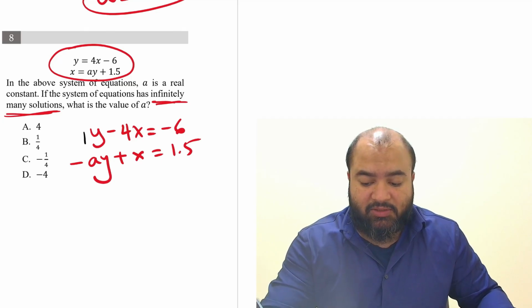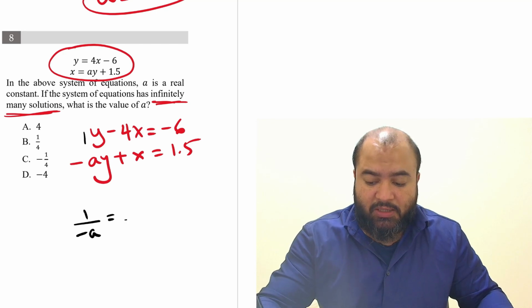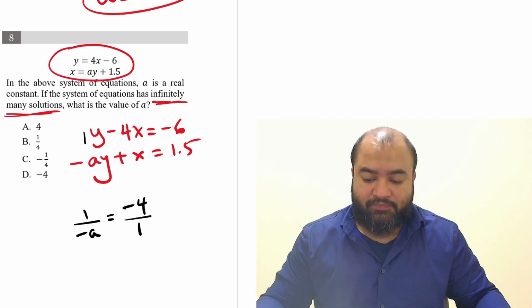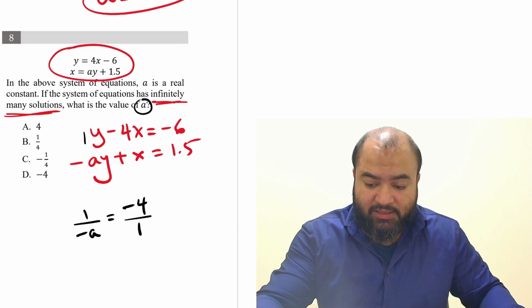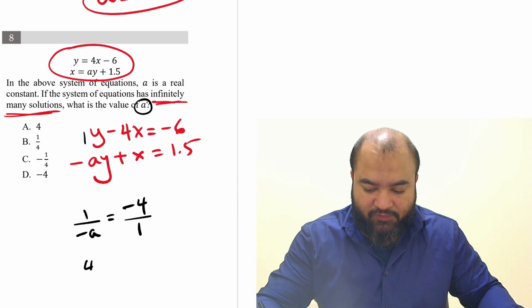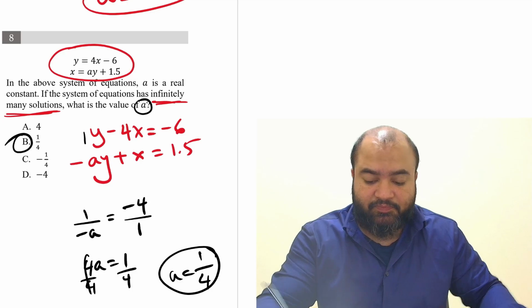Now you see, 1 over -a equal to -4 over 1. That's one of the proportions I can make. Again, I think that's all we need because they asked what is a. Now cross multiply, so 4a is equal to 1. Divide both sides by 4. A is 1/4. Very simple, guys.